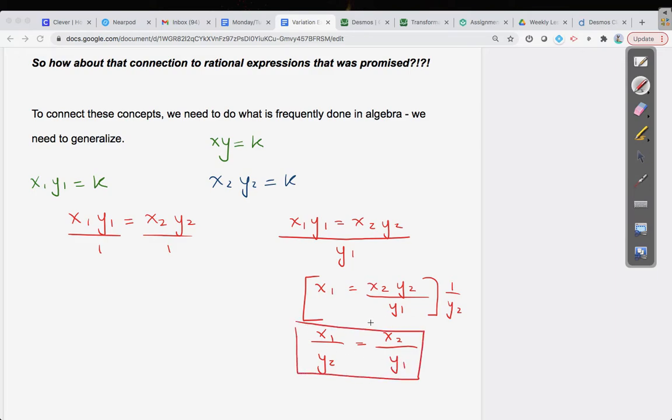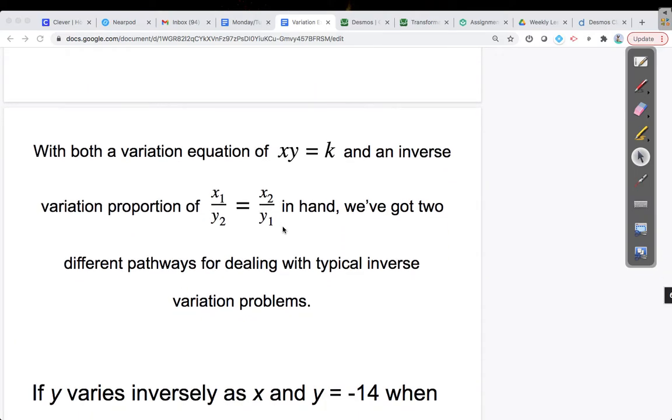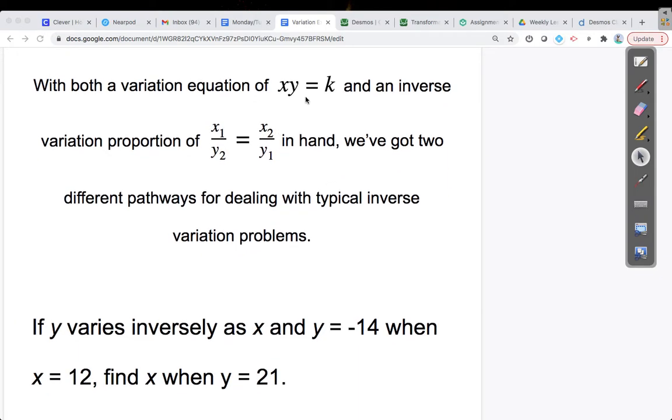This is the proportion for inverse variation relationships. And again, if you were to flip this ratio over, and flip this ratio over, it would be just as true. So we're now armed with both an equation for inverse variation and a proportion for inverse variation. How do we do some problem solving of purely numerical problems? So we're armed with both of these tools.